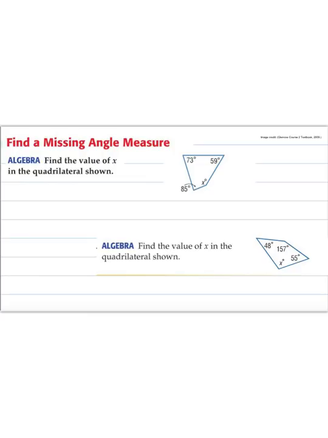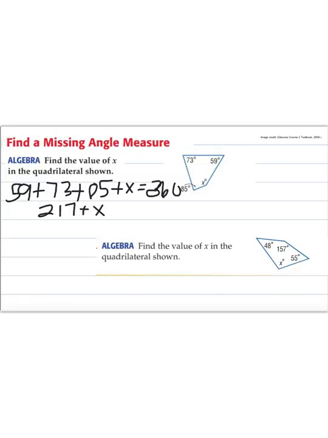Okay, so finding the missing angle measure. Again, just like we did with triangles, we add up what we have so far. So we have 59 plus 73 plus 85. And what you're really doing is you're adding x, and that will equal 360. So you add up what you have so far. So 59 plus 73 plus 85 equals 217 plus x, which equals 360.